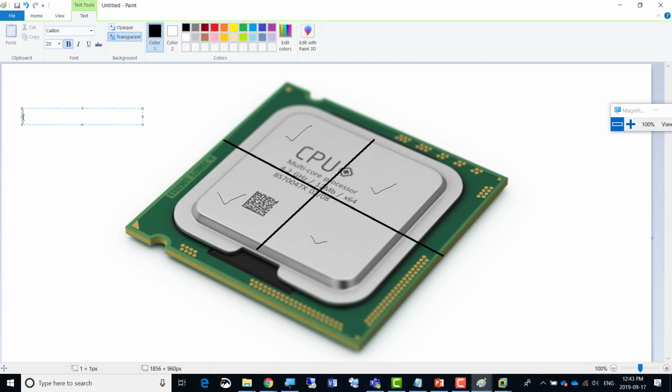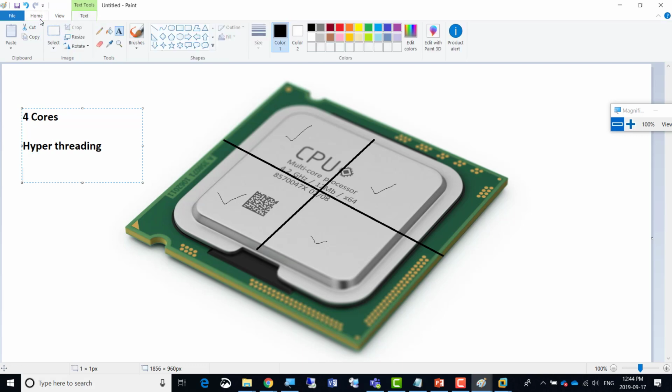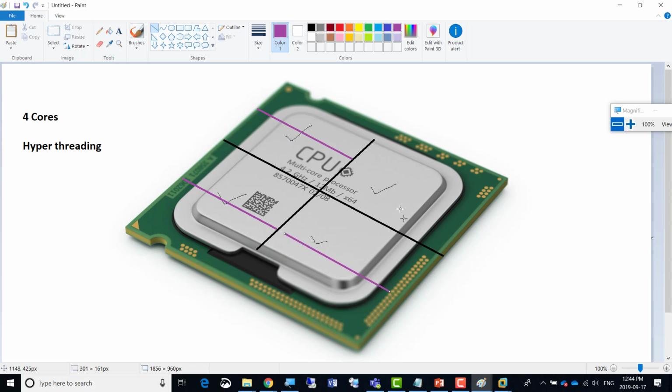What does that mean? So 4 cores here, 4 sections posing as 4 independent processors. Hyperthreading just makes it even better. Each section is divided further. So now you're dividing this section, one processor here, one processor here. You divide further this core, you divide further this core, you divide further this core. How many independent CPUs do you have now? They are all independent CPUs now. How many? 8.